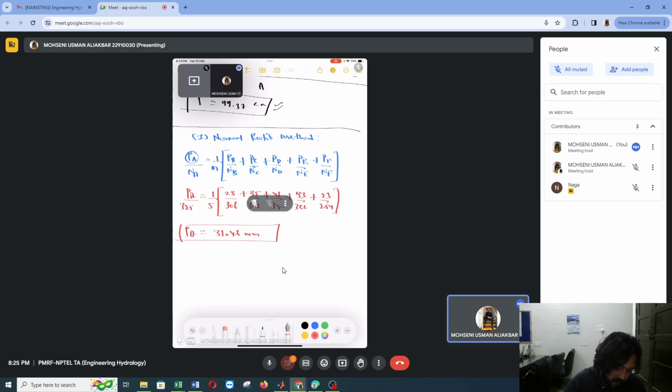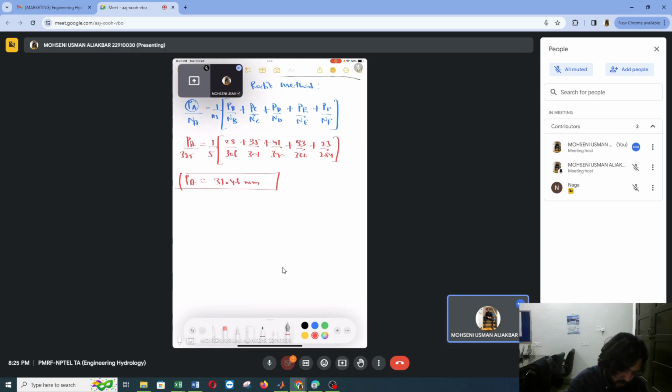First we are going to write the equation for the second method, that is the inverse power distance method. The main equation for PA is the summation of PI times WI divided by the summation of WI. Here PI is nothing but the individual precipitation value for the respective station, but we are supposed to calculate WI.